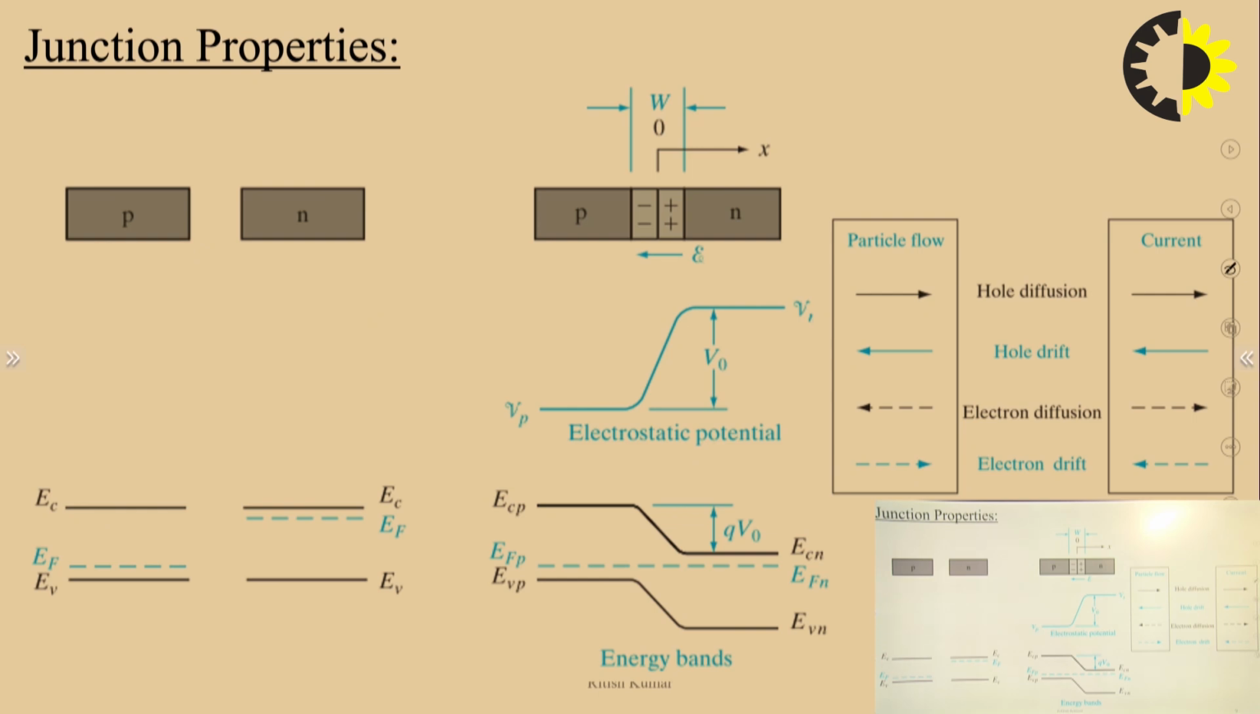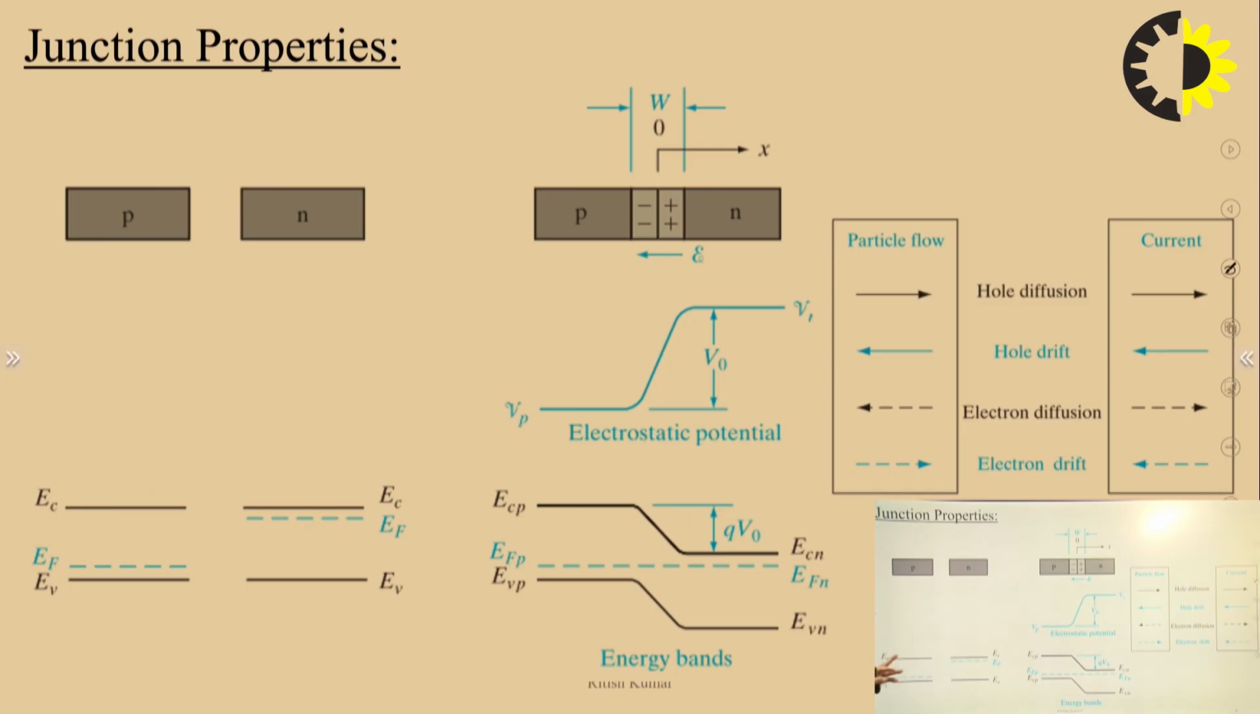So for making the junction, you need to have two types of semiconductor material, that is p-type and n-type. As we already know the energy band diagram for p-type and n-type, I have drawn the energy band diagram here. You can see for the p-type semiconductor, the Fermi energy level lies just above the valence band, while in the case of n-type semiconductor, the Fermi level lies just below the conduction band.